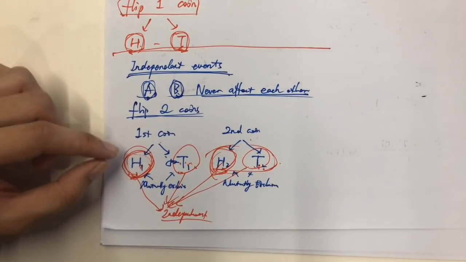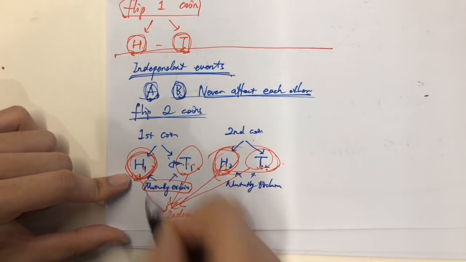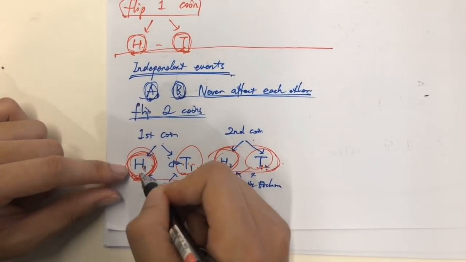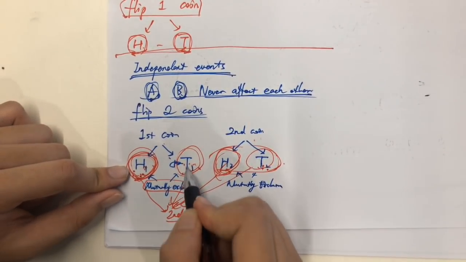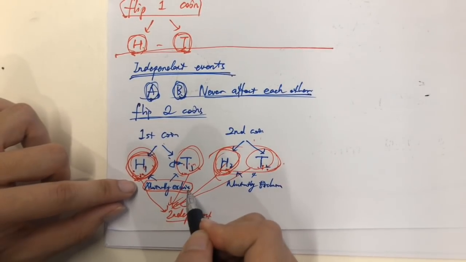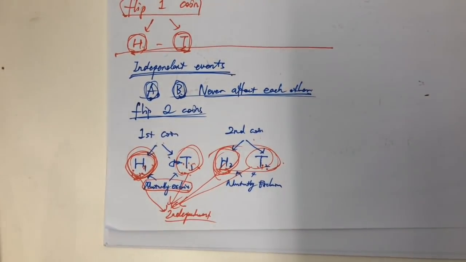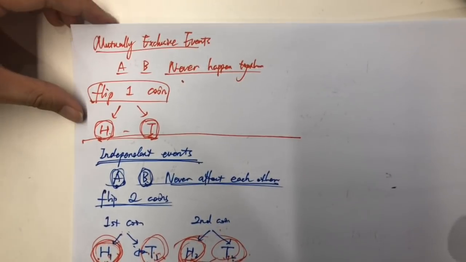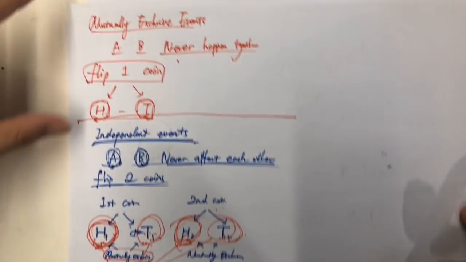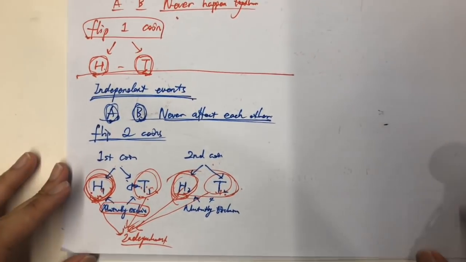Now, someone say H1 and T1 independent? No, they are mutually exclusive, because when H1 happens, T1 can never happen, right? So H1 and T1 are mutually exclusive events because they are in one random experiment. Okay, so those are the differences between mutually exclusive events as well as independent events.